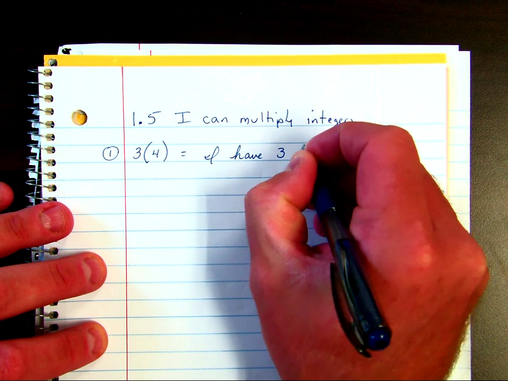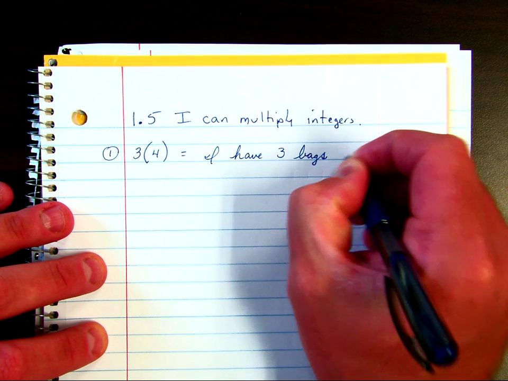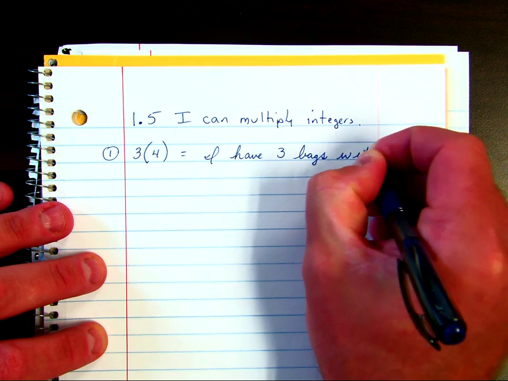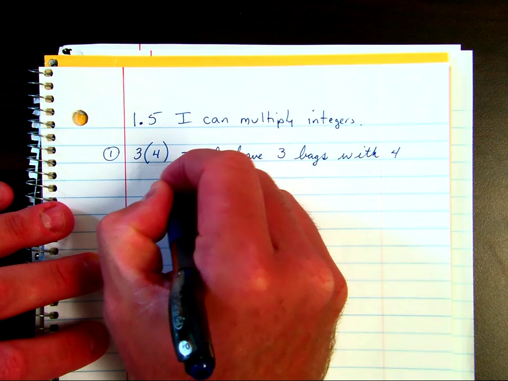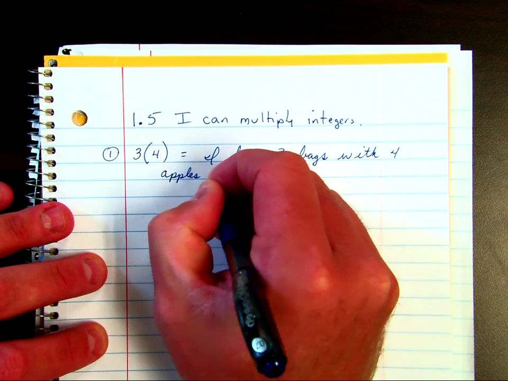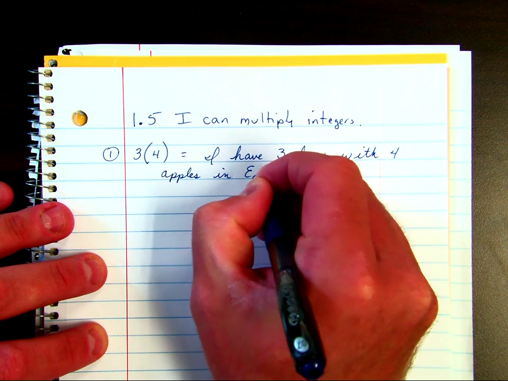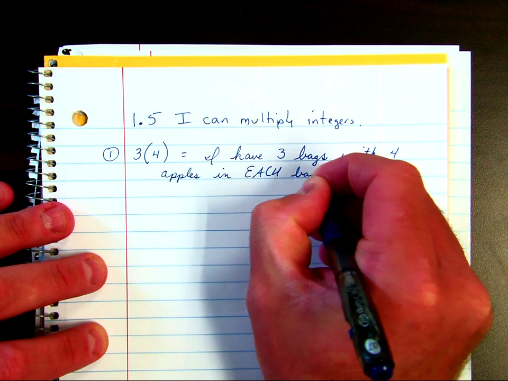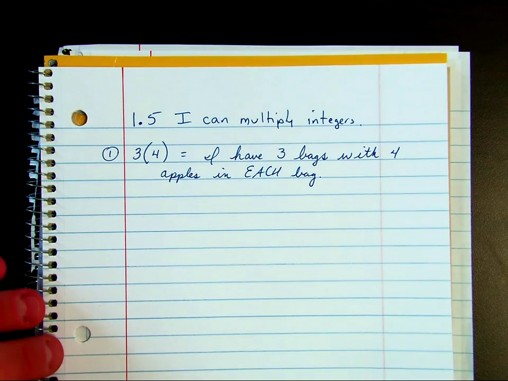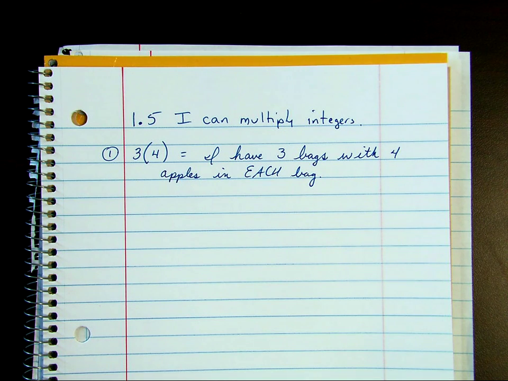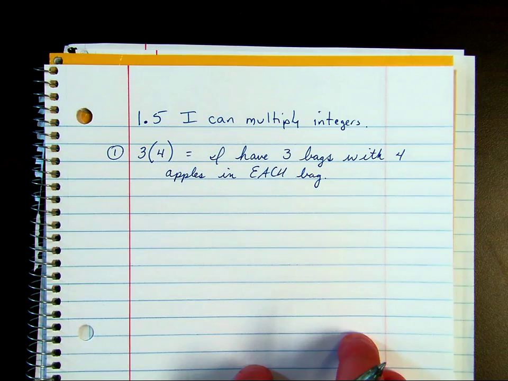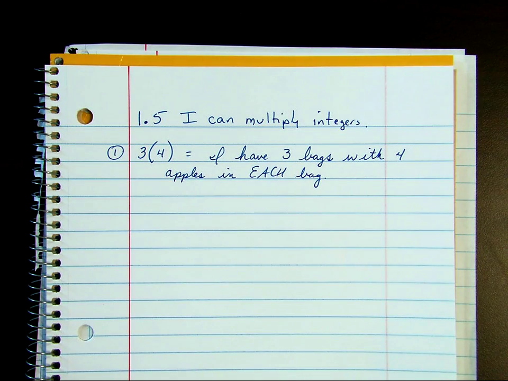I have 3 bags with 4 apples in each bag. So bag 1 has 4 apples, bag 2 has 4 apples, bag 3 has 4 apples for a grand total of 12 apples.